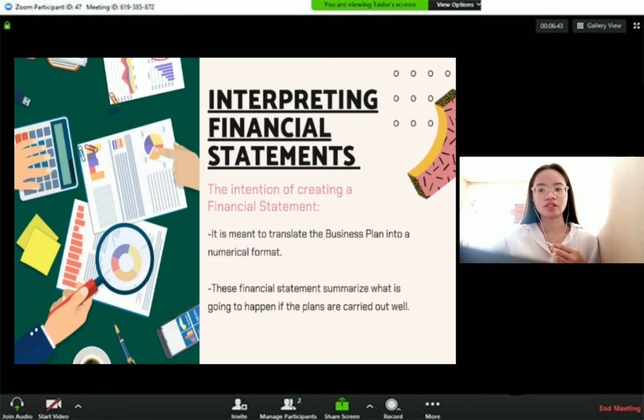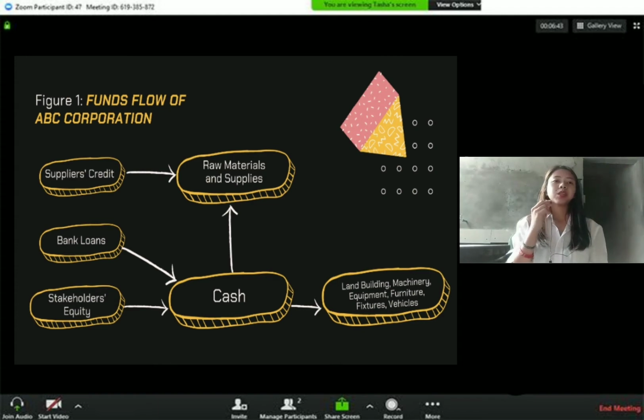To further understand and analyze financial statements, let us begin by having a context, assuming that an entrepreneur has set up ABC Corporation. Let us take a look at the first figure. A corporation is a separate legal personality created by law. It can sue and be sued. It can own assets. It can owe money and repay it later.